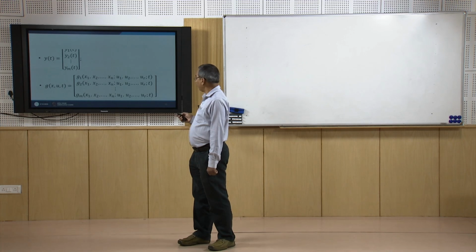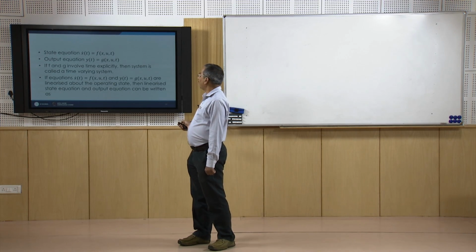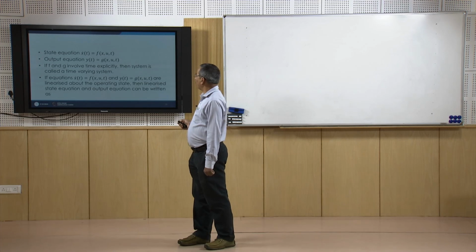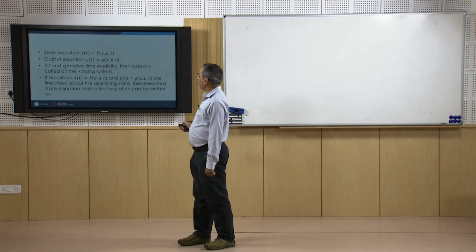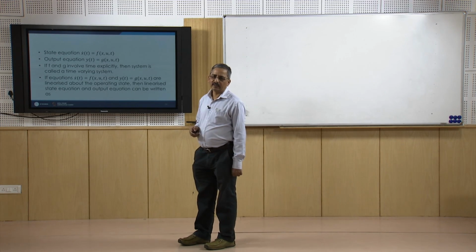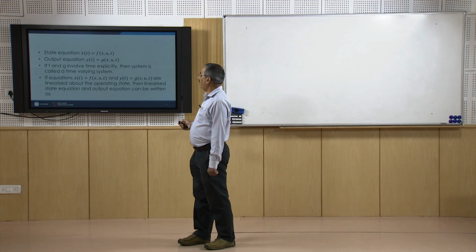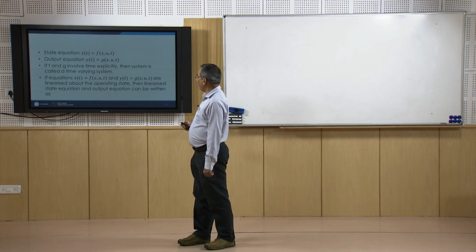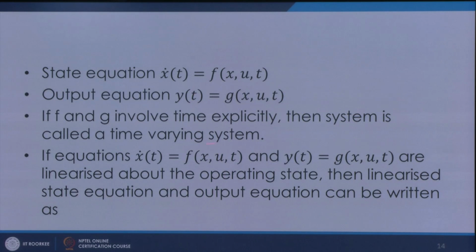So, if I do that, then I can write the state equation x dot(t) is equal to f(x, u, t), and I can write the output equation as y(t) is equal to g(x, u, t). So, this is basically the compact form representation of the state equation and the output equation. Now, if these f and g involve time explicitly, then the system is called a time varying system.